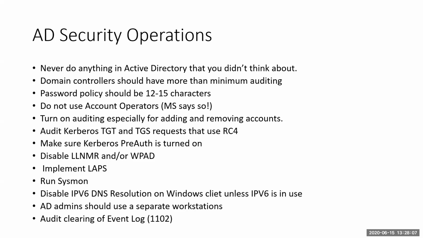Implement LAPS, which basically lets you manage local administrator accounts on hosts, so that they're all different and strong. This way, if one host gets compromised, that local administrator password is not shared across all the hosts, which makes it easy for attackers to pivot. Run Sysmon. Sysmon is basically an enhanced auditing tool that you should run on the Windows workstation. Also, if you were at our previous session, this is now integrated with Velociraptor, which makes it easy for you to deploy out to sensitive systems that you want to keep an eye on.